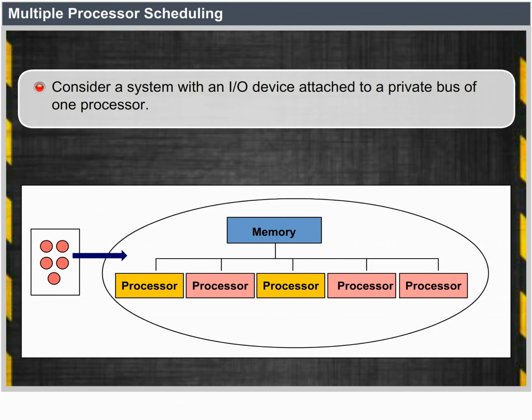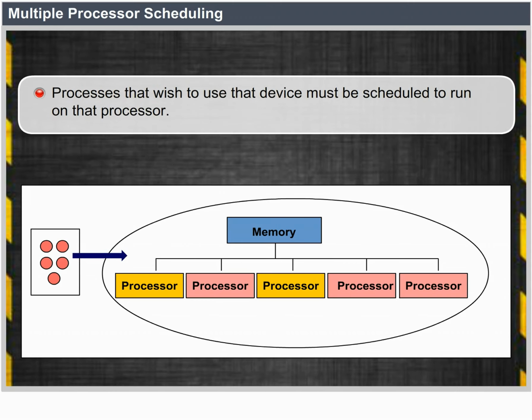Consider a system with an input-output device attached to a private bus of one processor. Processors that wish to use that device must be scheduled to run on that processor.